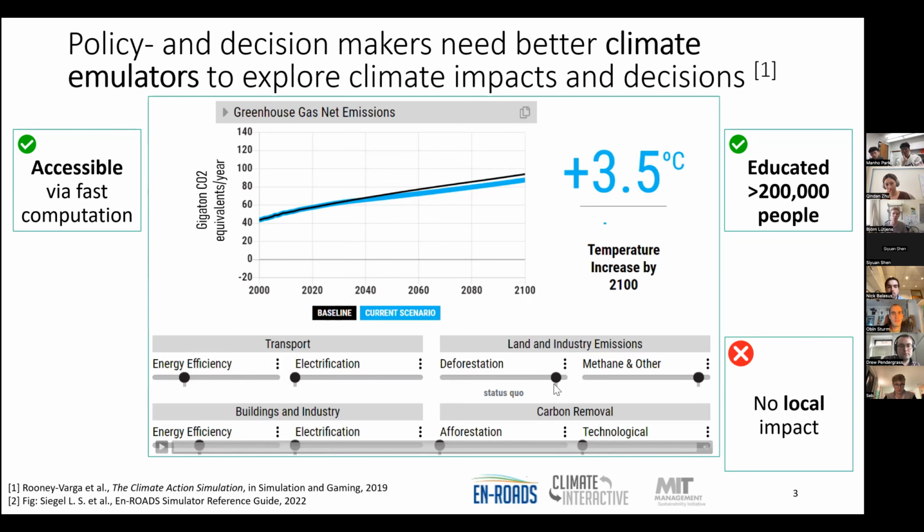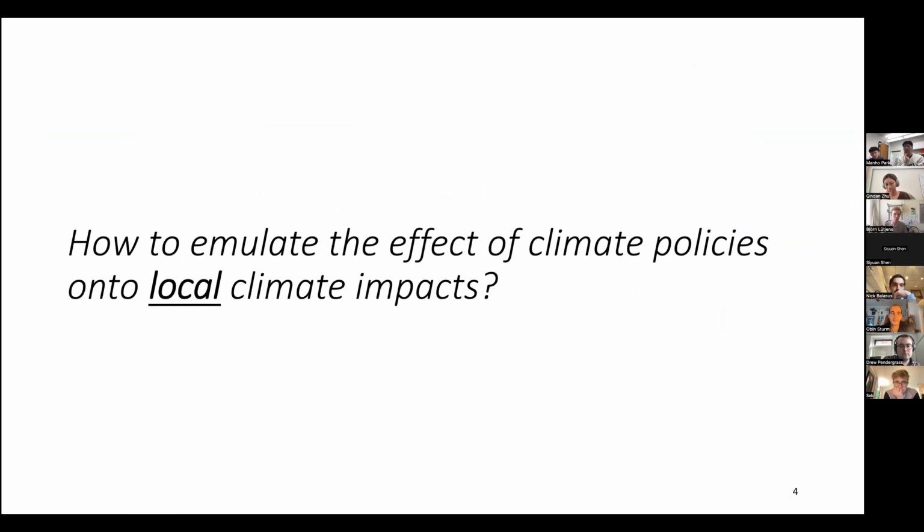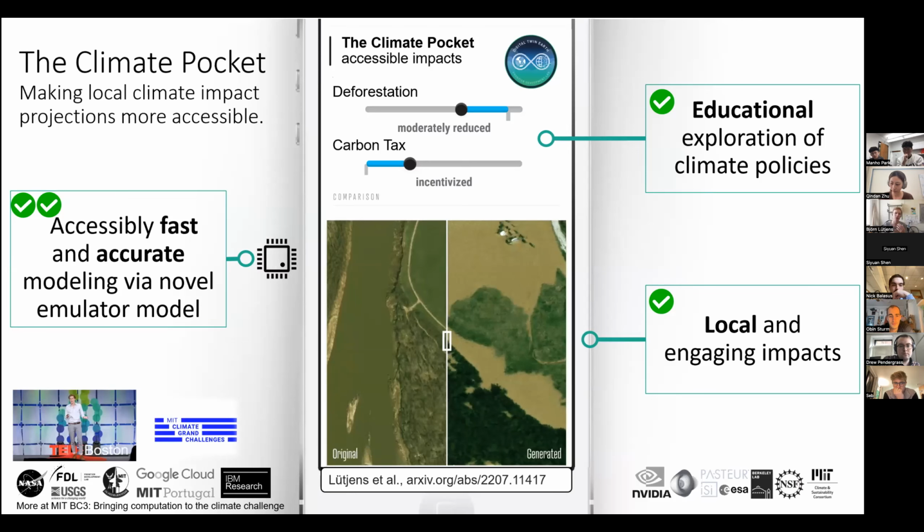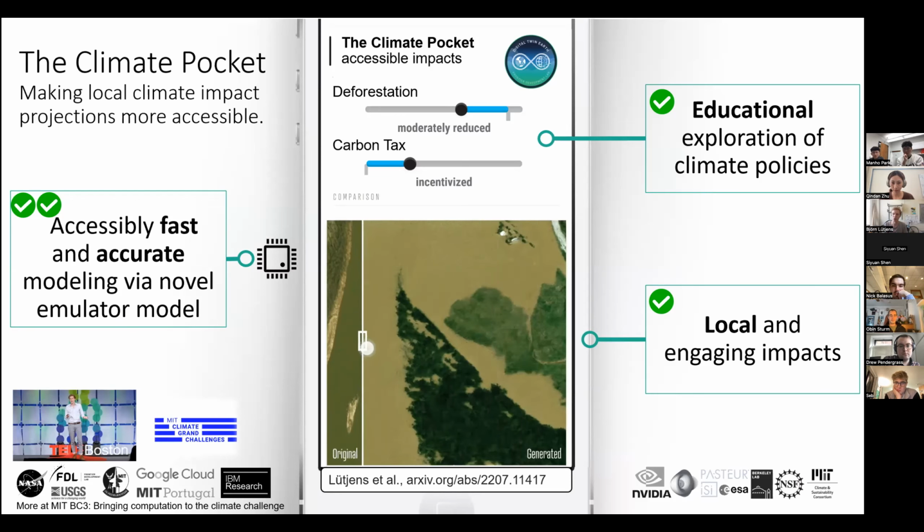But what it cannot do is show you local impacts. The only thing you can see here is a purely global model. It tells us about the global temperature increase, whereas the local temperature increase can vary significantly, for example, in the Arctic versus New England or Europe. So the question becomes, how can we emulate the effects of climate policies on local climate impacts? That's what we've been working on in this Climate Grand Challenge, where we are envisioning a toolbox with some fundamental science along the way, where we have some sliders, such as deforestation and carbon tax, and then can see very local impacts.